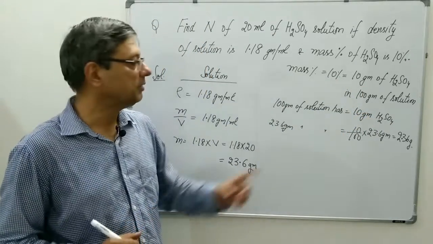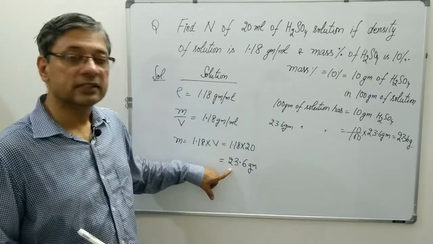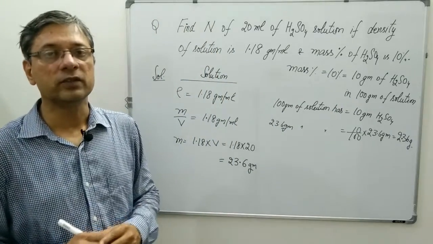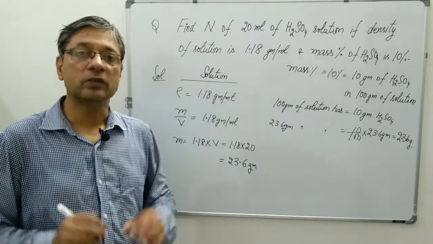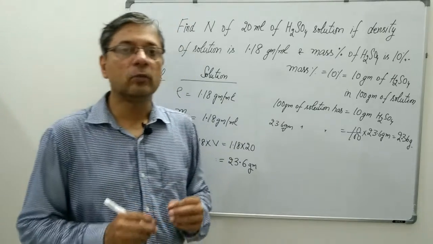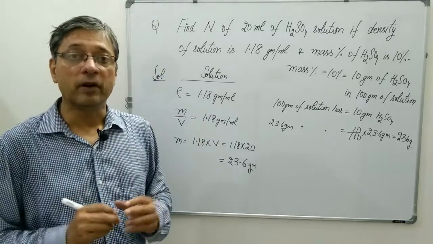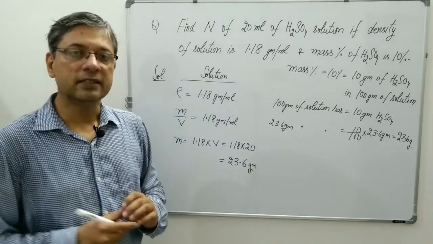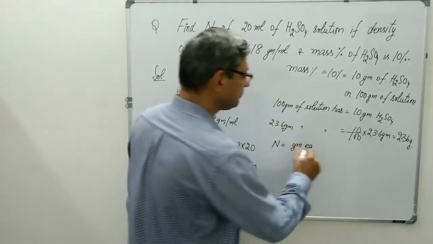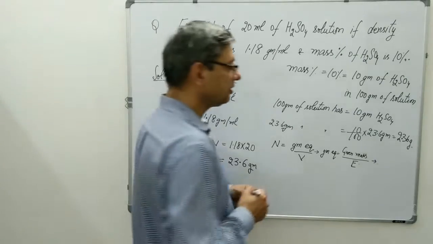Mass percent 10% means 10 grams of sulfuric acid in 100 grams of solution. Taking into consideration the unitary method, 100 grams of solution has 10 grams of sulfuric acid. Therefore, 23.6 grams of solution will have 2.36 grams of sulfuric acid. So, we have found out the given mass. Now, let's check the formula of normality. Normality is the number of gram equivalents of solute upon volume of solution in liters. Further, gram equivalent is given mass upon equivalent mass. Equivalent mass is further equal to molar mass upon equivalence factor.